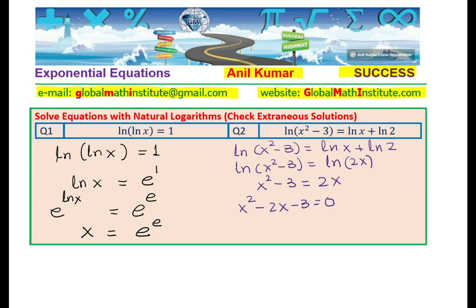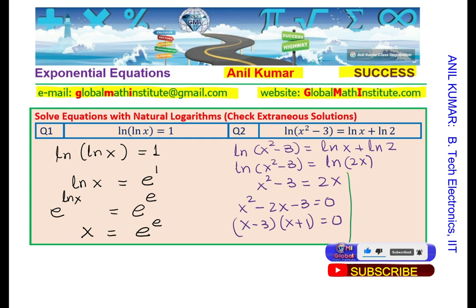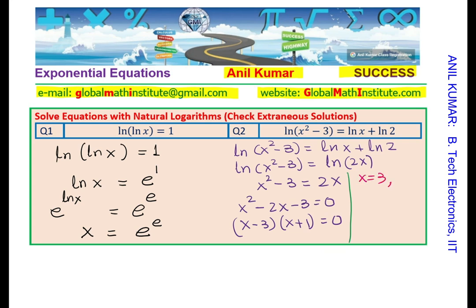We can factor, right? So 3 and 1 is the product, and so we could do minus 3, x minus 3, and x plus 1. That will be the factor. So this gives you two solutions. Perfect. One is x equals to 3, equating them to 0. The other one is x equals to minus 1.